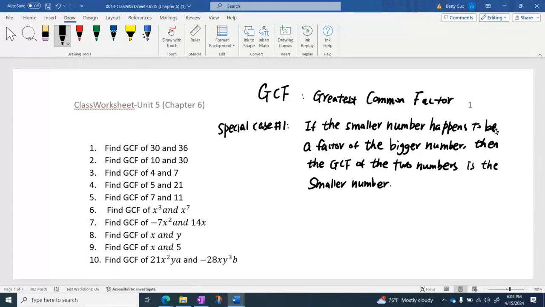Suppose we have two numbers, two different numbers. One is smaller, the other is bigger. For example, 10 and 30. 10 is smaller than 30. If the smaller number, in this case 10, happens to be a factor of 30, 10 goes into 30 three times, right? 30 is a multiple of 10. Then the GCF of the two numbers is the smaller number, which is 10.